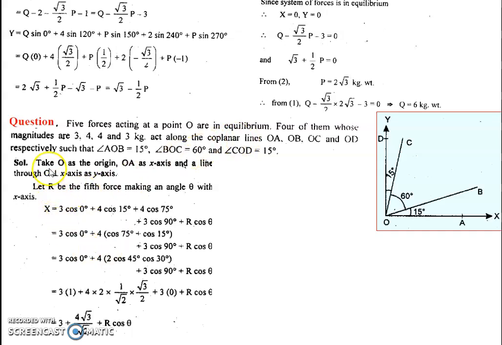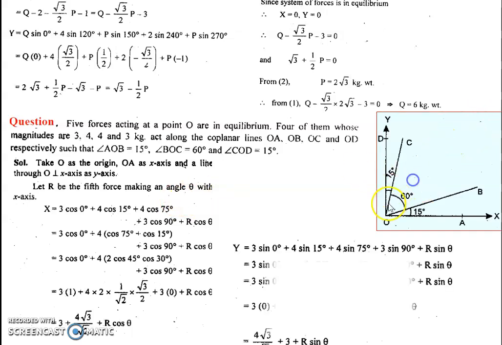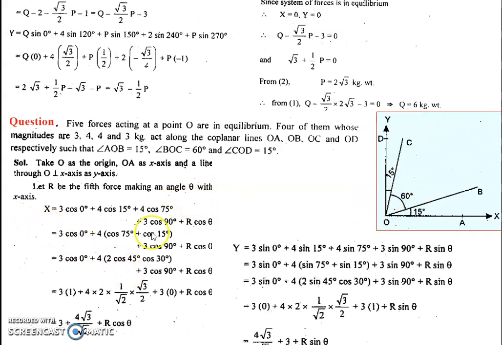They are in equilibrium. So let O be the origin, OA as the x-axis and the perpendicular to it as the y-axis. Now resolve the forces along the x direction and along the y direction. Let R be the fifth force, which is not given, making an angle theta. So x is equal to 3 cos 0, 4 cos 15, 4 cos 75, 3 cos 90, and R cos theta.